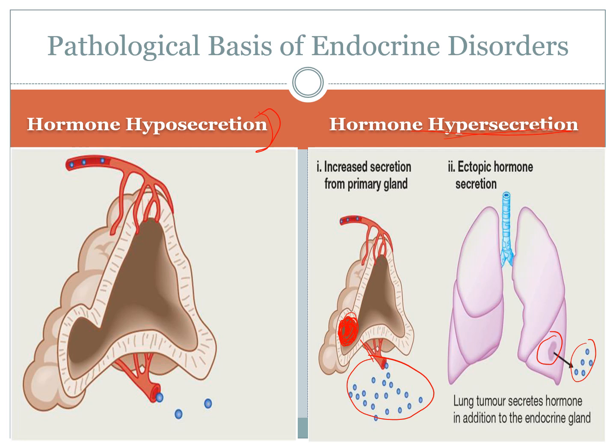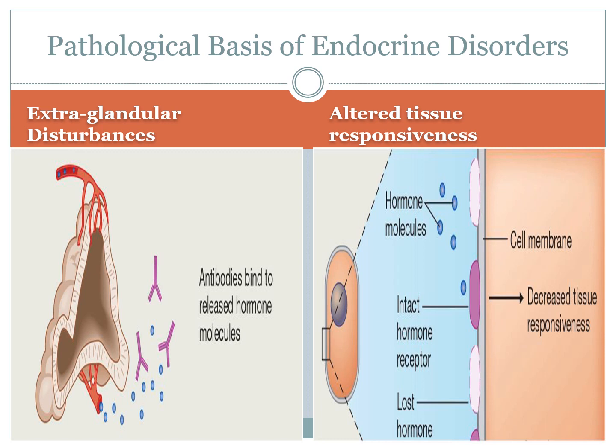There's a lot of autoimmune disease. In this case, the antibodies will actually target the receptor sites of a particular gland. Now we'll look more into this when we start looking at the pituitary gland itself. Now, another pathological basis of an endocrine disorder is that we can have either one of those two.